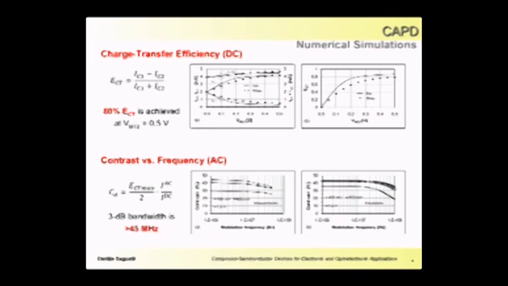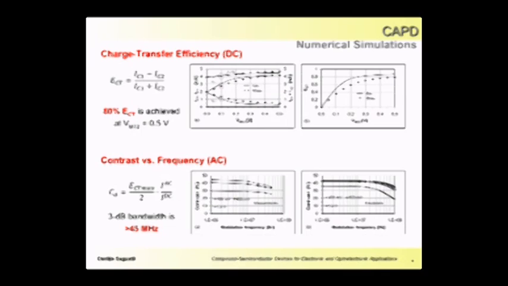Several studies have been carried out. One is related to the charge transfer efficiency of this device, which is the capability of this device to collect electrons at one side or the other depending on the bias voltage. On the left you can see the experimental results and the simulation about the collection currents, and on the right the charge transfer efficiency. This device can offer 0.8 charge transfer efficiency at 0.5 volts bias.